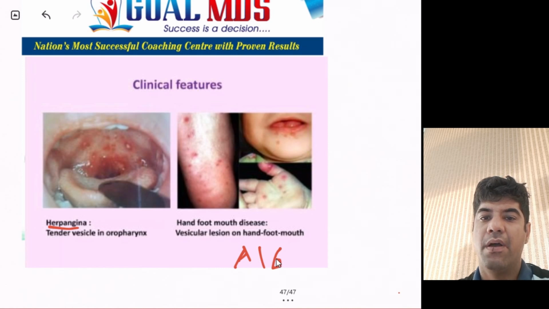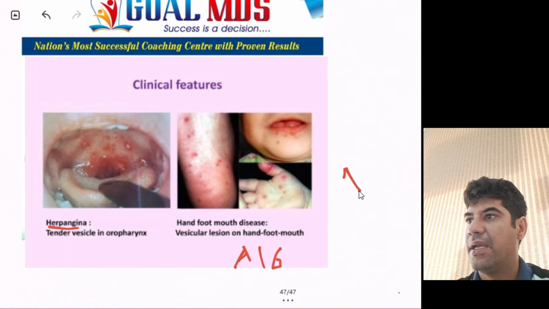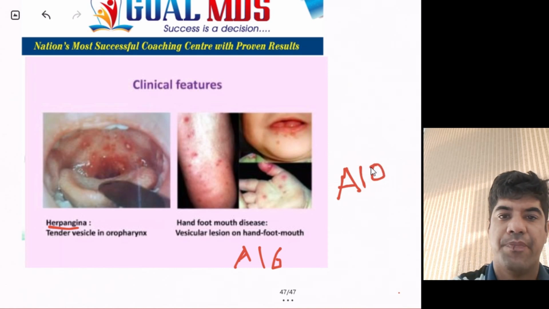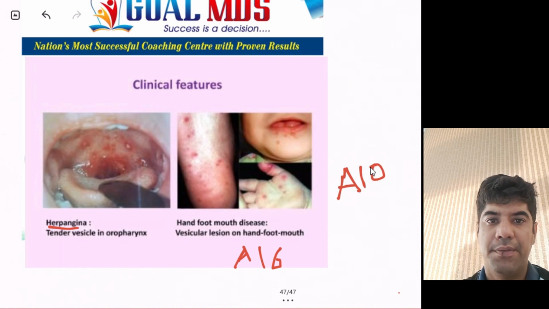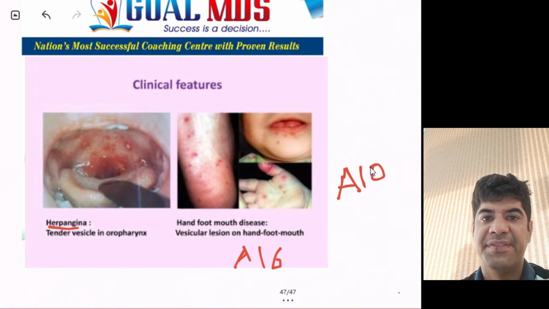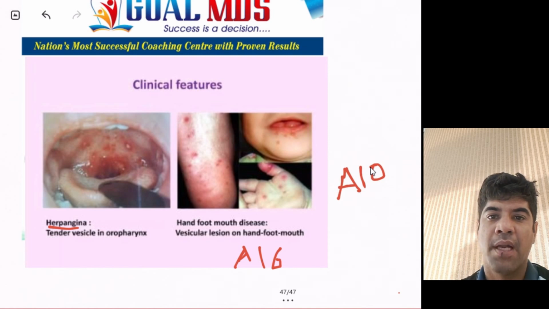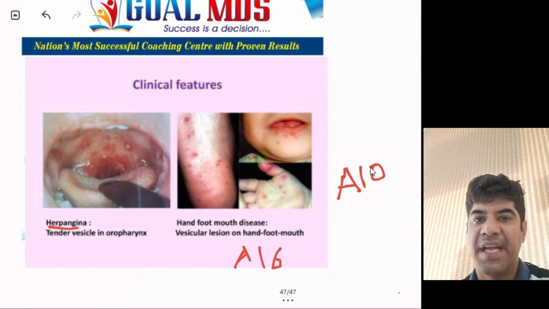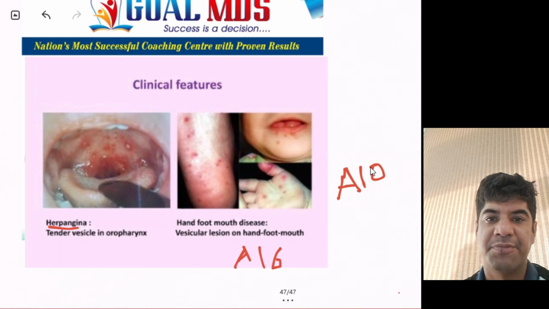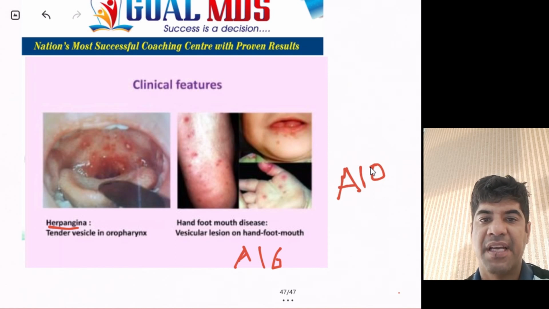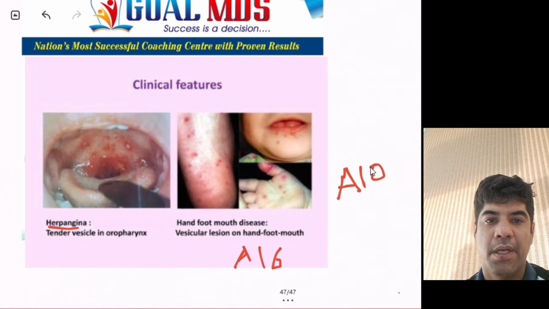And acute lymphonodular pharyngitis is associated with Coxsackie virus A10. Most cases of these infections occur in summer or early fall. Crowded places and poor hygiene contribute to their spread. The main way these viruses spread is through the fecal-oral route. So regular hand washing is important during outbreaks.